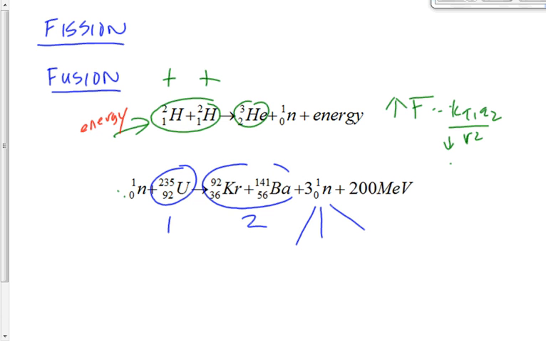How do we sustain this reaction? The chain reaction down here happened because of the neutrons potentially getting absorbed by more uranium. How do we sustain the one on the top? How does it become a chain reaction?